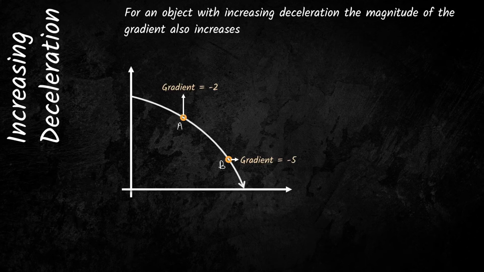Now, comparing the two, mathematically, minus 5 is smaller than minus 2. But like I said, we are only mentioning the magnitude. So the magnitude of minus 5 is much more than the magnitude of minus 2. Hence, your deceleration is increasing. On the other hand, we have decreasing deceleration, keeping in mind that while decelerating, your velocity is decreasing, which means your graph must be pointed downwards.